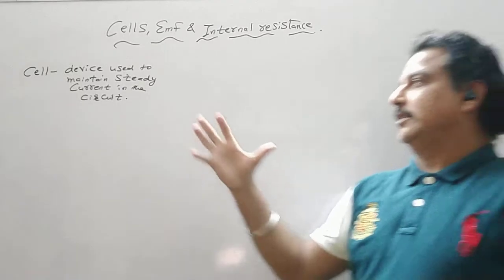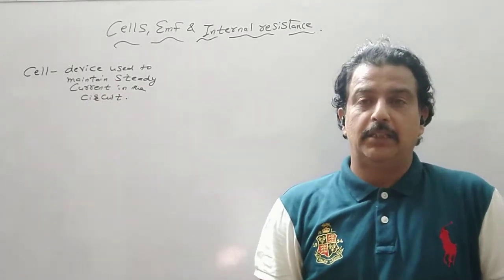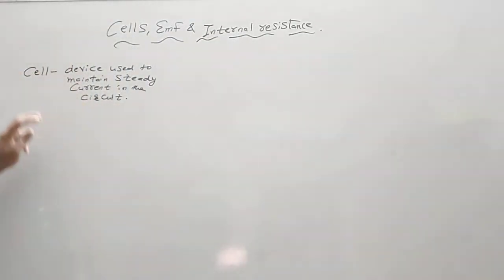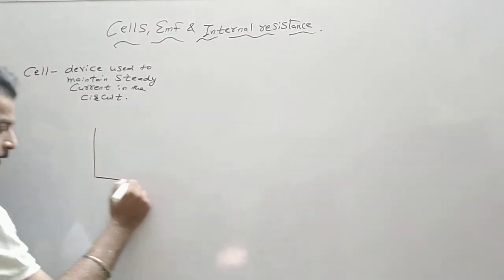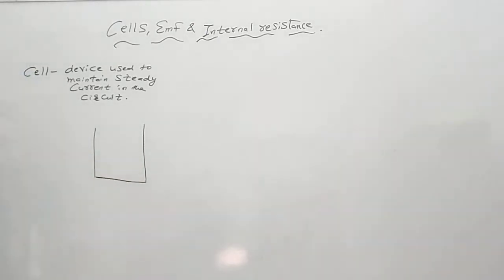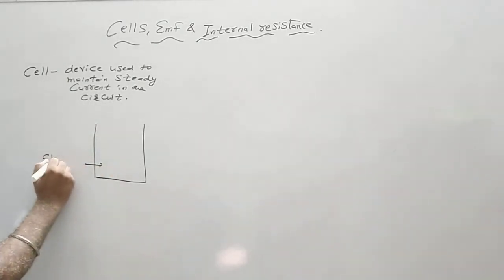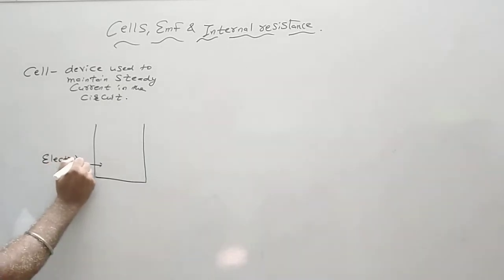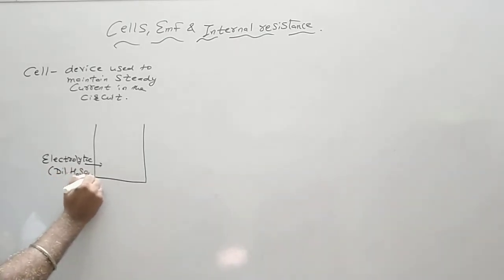Let us say the construction or the arrangement of a cell, a simple electrolytic cell, where we will consider a vessel. Now this is a vessel which consists of an electrolyte, that is, let us consider an example, dilute sulfuric acid.